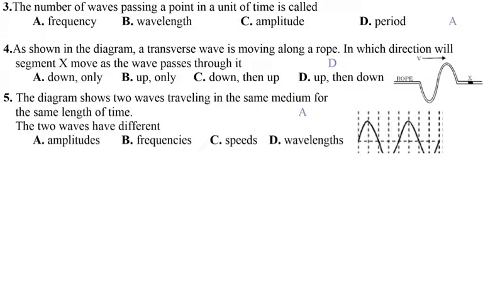In number 4, as shown in the diagram, a transverse wave is moving along a rope. In which direction will the point x move as the wave passes through it? As the wave gets closer to it, the wave is going to go next this way, right? So x will have to move up.